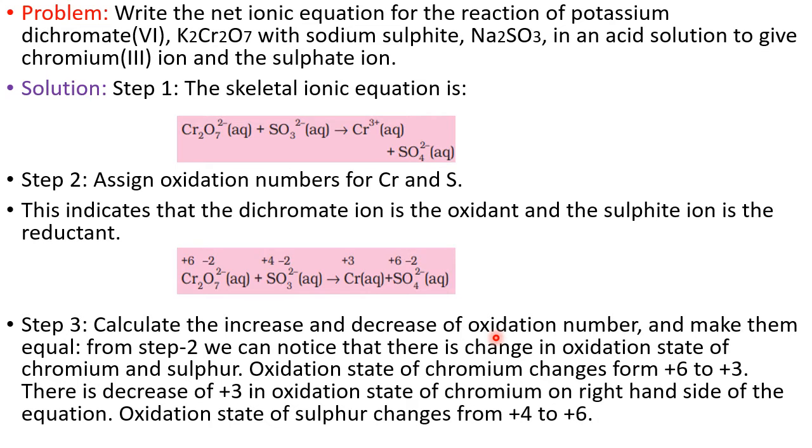So our first example is: write the net ionic equation for the reaction of potassium dichromate, K2Cr2O7, with sodium sulfite, Na2SO3, in an acid solution to give chromium 3 ion and the sulfate ion. This is the question. So let us write first, what?